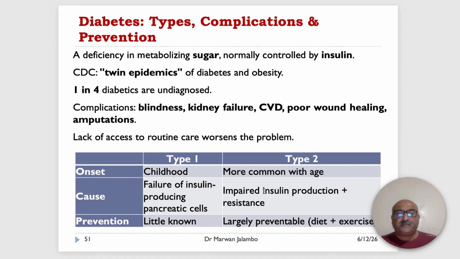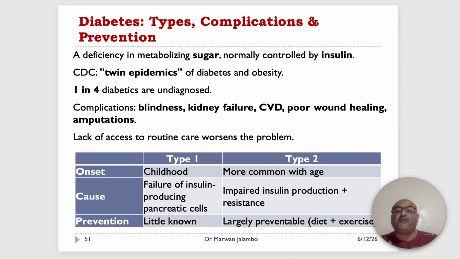It becomes more common with age, and it's more complex, partly the pancreas not making enough insulin, partly the body becoming resistant to the insulin that is there. So the insulin is knocking on the door, but the cells won't answer. Both types are strongly influenced by genetics.